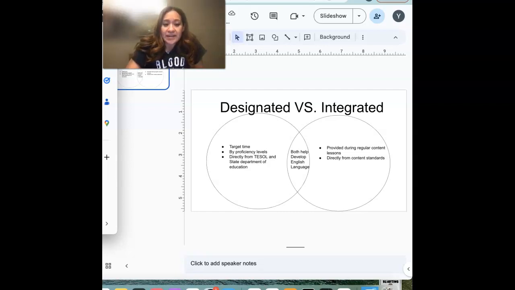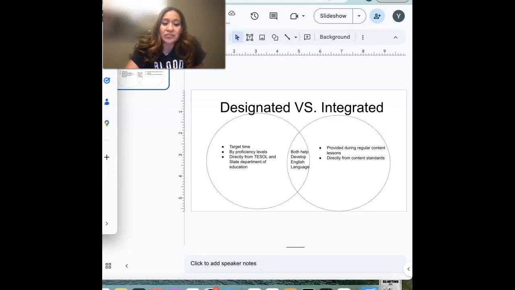Similarities between designated and integrated ELD include that they are both under the same Tier 1 instruction component, and both of them help students develop English language proficiency. One difference between designated and integrated ELD is that designated instruction is in addition to content lessons, and this time is also protected to ensure that targeted English language proficiency levels are developed.